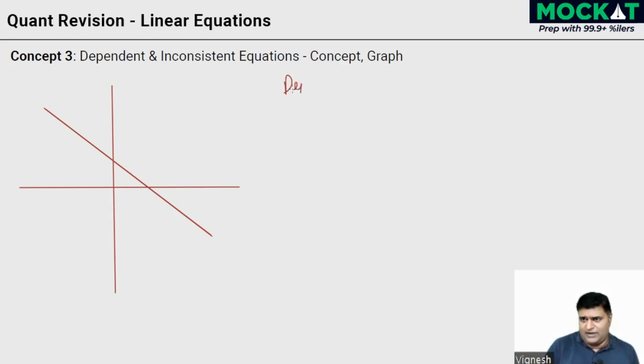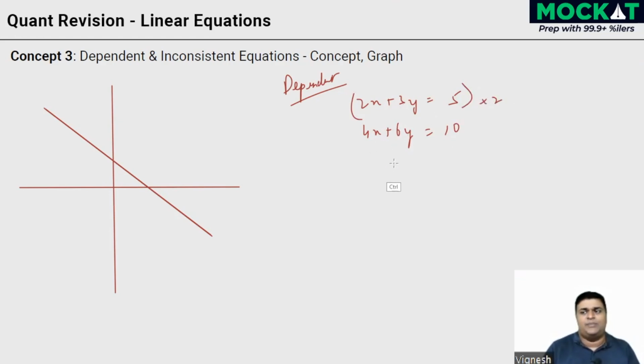Those are called dependent equations. How do we create them? If 2x plus 3y equals 5, and I have another equation which is 4x plus 6y equals 10, I'm just multiplying the first with 2 and getting the second equation. The second equation is dependent on the first one. If you have two dependent equations, you won't be able to solve for them. You're going to have overlapping lines, so there are infinite solutions. Every point on these lines is a solution because it lies on both lines.